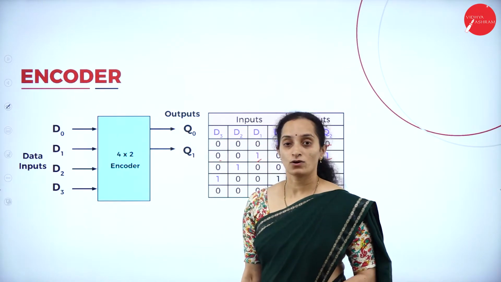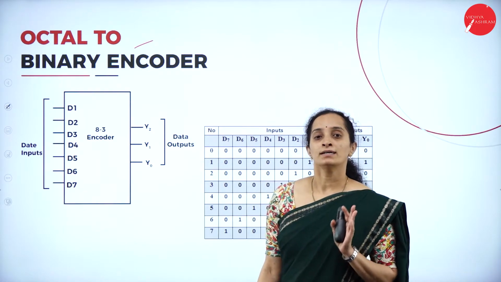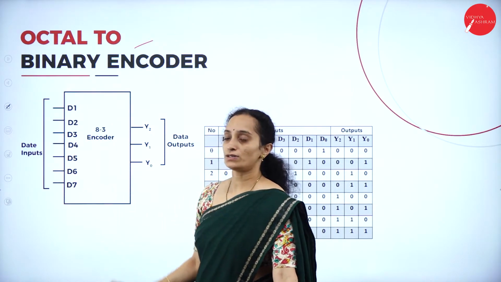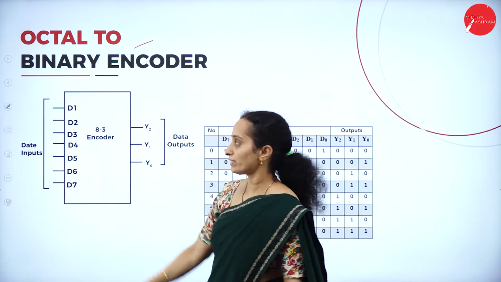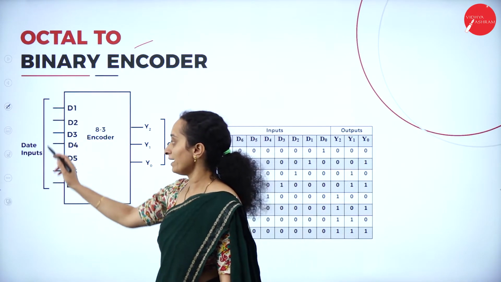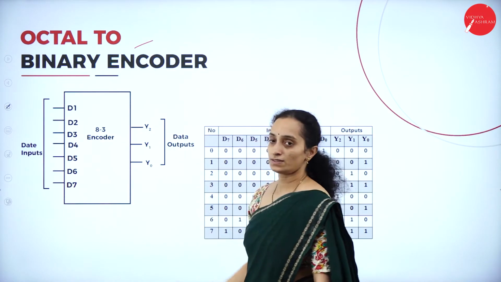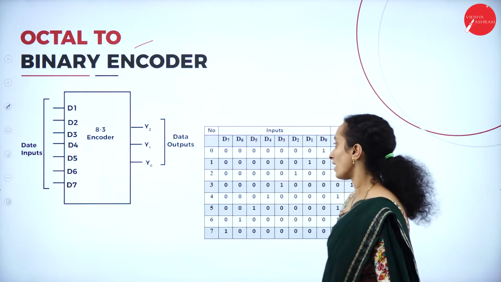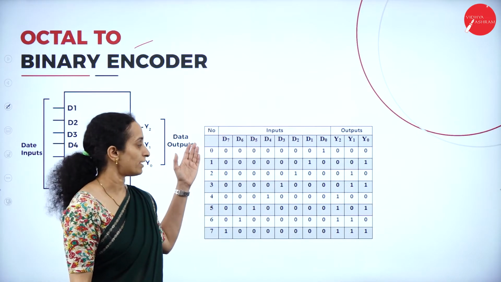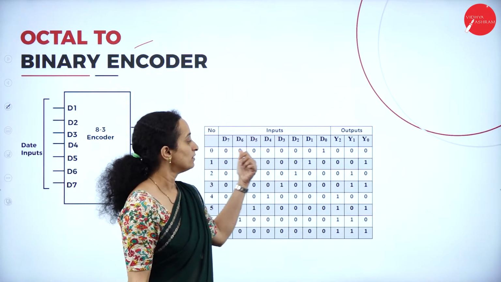So one popular encoder is the octal to binary encoder, for converting an octal number to binary. We have octal inputs starting from D1 to D7, or you can take D0 to D7, maximum of 7. It is an 8 into 3 encoder which uses 3 outputs. Okay, there are 3 data outputs. We have the inputs from D0 to D7. Here we have the outputs Y0, Y1 and Y2. Here we have the values.